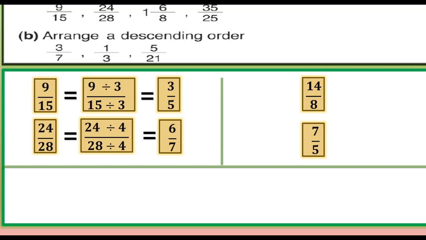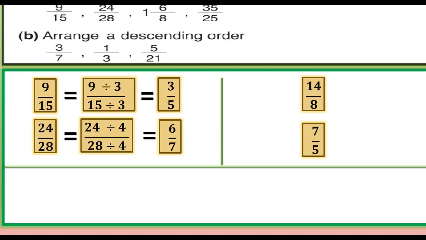Excellent. Who can arrange with me? Can you arrange descendingly? Descending order means from the greatest to the smallest. Pay attention. Here we have different denominators: 7, 3, 21. So we must get the same denominators at first. How can we get the same denominators? Using the LCM, lowest common multiple.